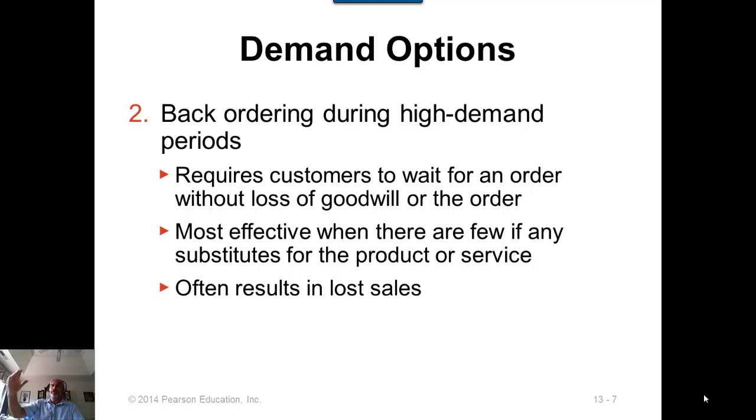Now another demand option is to do back ordering. So during high demand periods, you accept orders but don't deliver right away. You promise delivery at a future time period. So that is back ordering. But that requires customers to wait, and therefore there is a danger. One time a customer may wait, and then the second time the customer may go away to another producer who will satisfy the orders right away. So there is a danger of lost sales in this demand option.